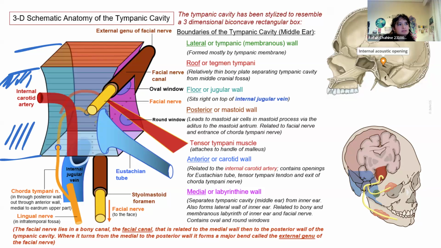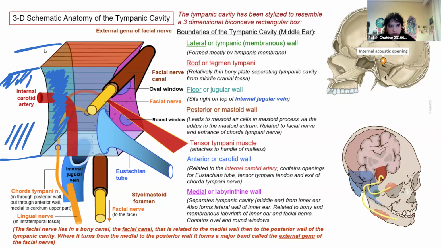So logically speaking, this wall that we see over here is going to be the tympanic membrane, yes? Now, where is it? So that is going to be the tympanic membrane, or the tympanic wall, essentially. Okay, so that is going to be the tympanic wall.